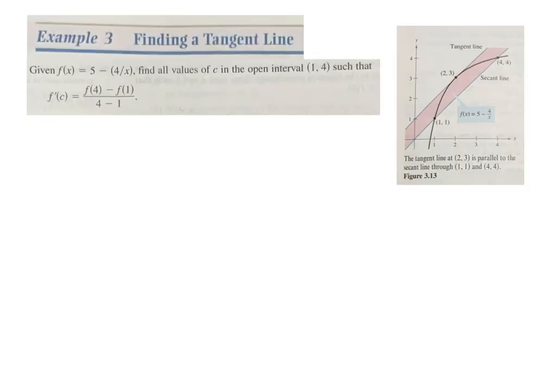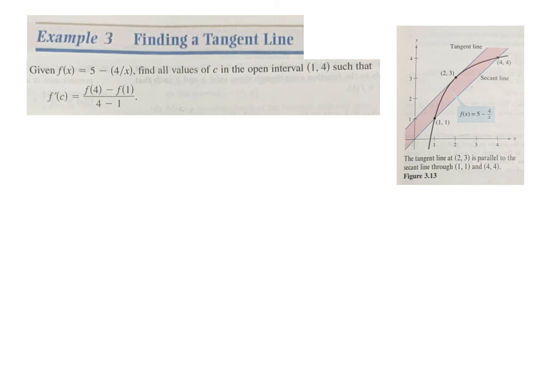Given this function, 5 minus 4 over x, find all the values of c in the interval [1, 4] such that f of c equals that average. All right? A lot of times they'll say just prove the mean value theorem here exists. And so you're going to use your endpoints, you're going to plug them in first.